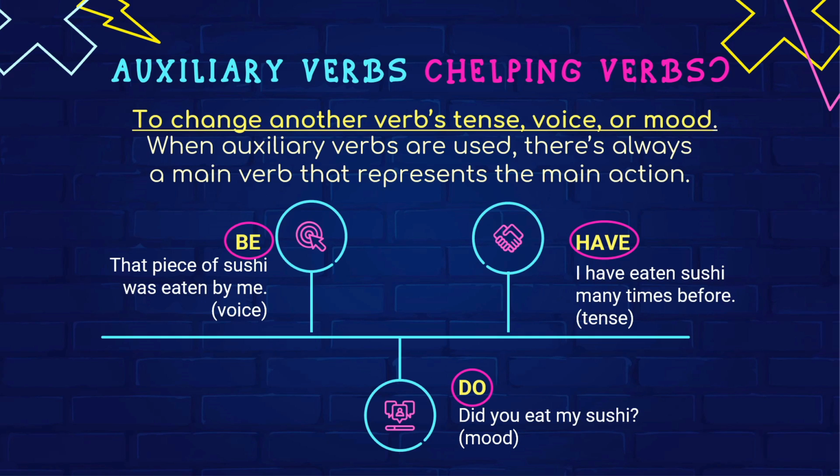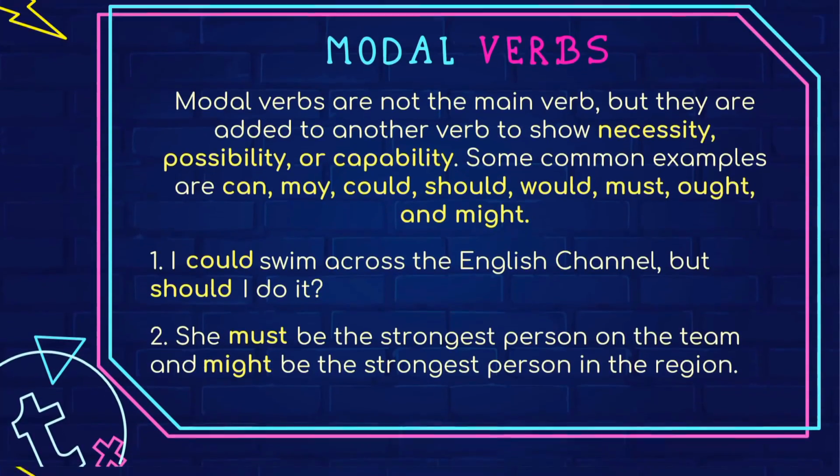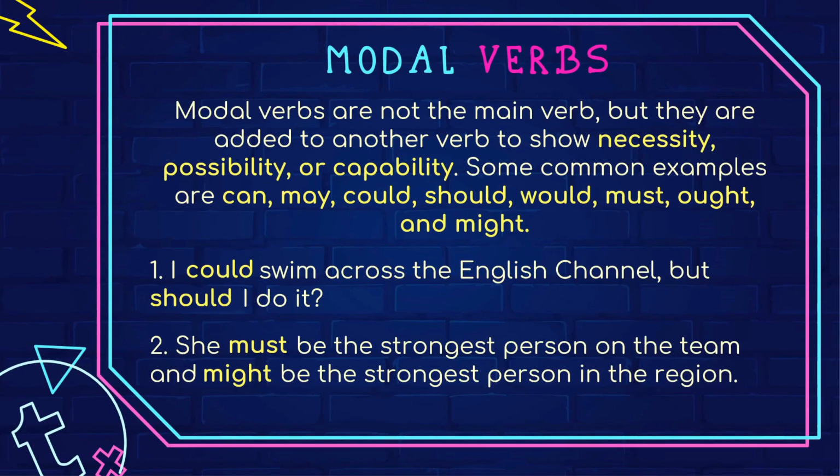They are not the main verb, but they are just helping verbs to change the verb's tense, voice or mood. Okay, let's move on to modal verbs. Modal verbs are not the main verb as well, but they are added to another verb to show necessity, possibility or capability. Some common examples of modal verbs can be the words can, may, could, should, would, must, ought and might.